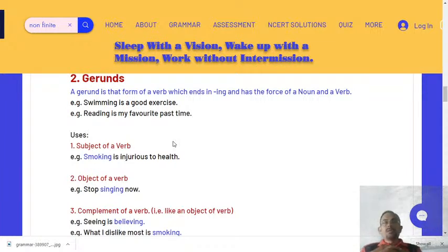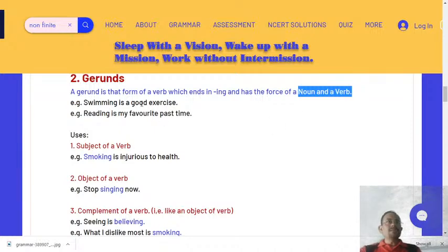Today I am going to explain the conditions when a gerund is used. Understood? So let's begin. Dear students, a gerund is that form of a verb which ends in ing and has the force of a noun and verb. It has the force of a noun as well as a verb, whereas present participle has the force of a verb and adjective.